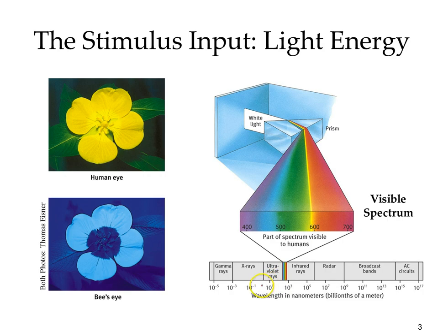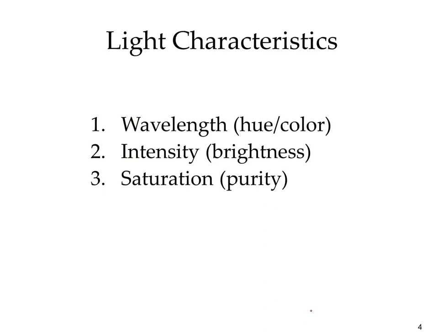All right, so light is a stimulus input. It's light energy, okay? And it really is a very small amount of the spectrum that we actually look at. So we can see where that falls in terms of wavelengths in comparison to other things that we're familiar with. Light characteristics: we know that it has the wavelength that determines its hue and color, the intensity, which is the brightness, and the saturation, which is the purity of the color. And that's the one I always have the most difficulty with.